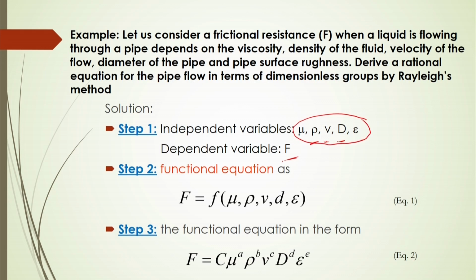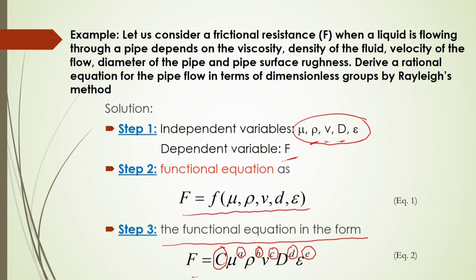Now, the next step is to make the functional equation like this: F is a function of mu, rho, v, d, epsilon. Then write the functional equation in the form F will be equal to c mu to the power a, rho to the power b, v to the power c, d to the power d and epsilon to the power e. So, c is the dimensionless constant, and a, b, c, d, e that you are assuming will be your exponents here.